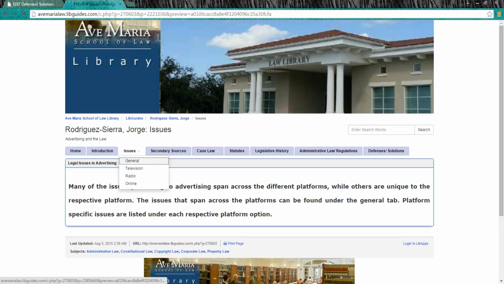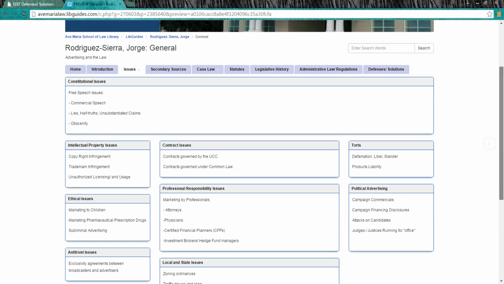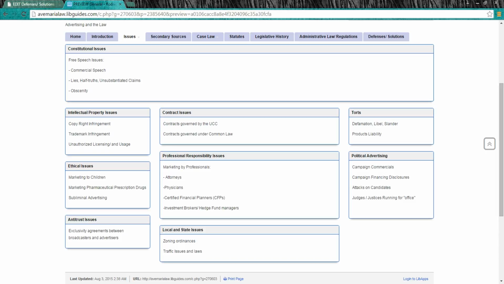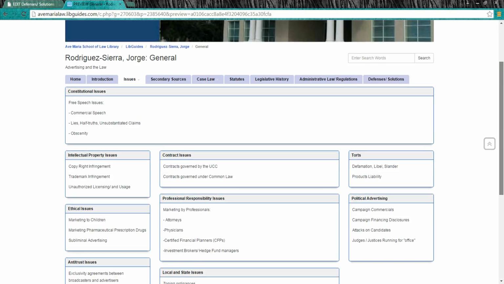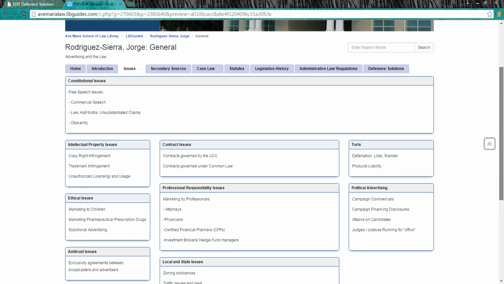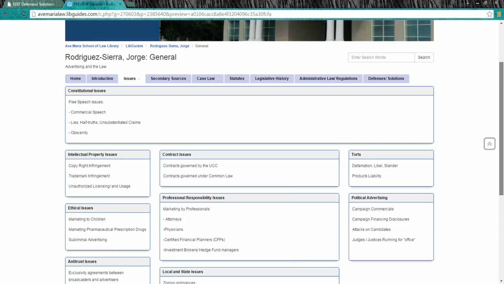So, under the general tab, it mentions the different issues, and these are just a general overlay of the issues. So there's constitutional issues, as I mentioned: free speech, commercial speech, lies, obscenity. Intellectual property issues, of course, with copyright, trademark, unlicensed, unauthorized license and usage. Ethical issues, antitrust issues, contract issues, professional responsibility issues. Then there's local and state issues like zoning ordinances, traffic issues, and laws that would pertain to the billboards, which I don't really focus on too much in this lib guide. There's also political advertising and torts.